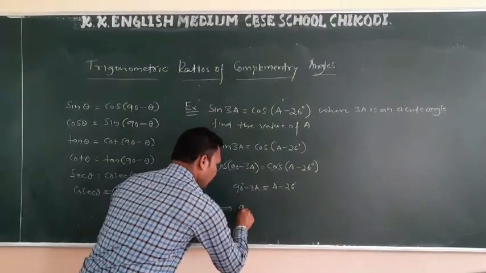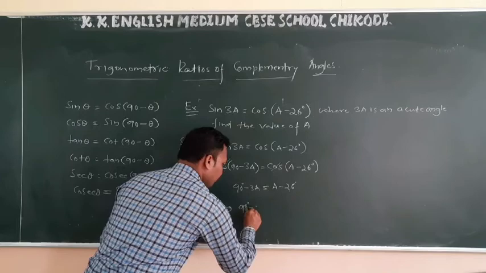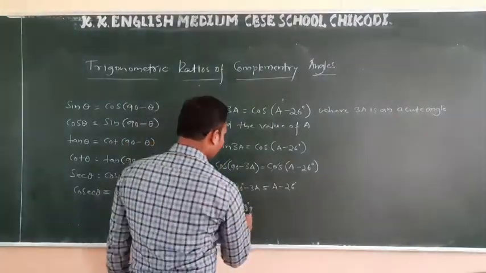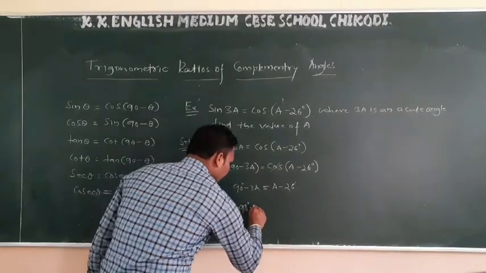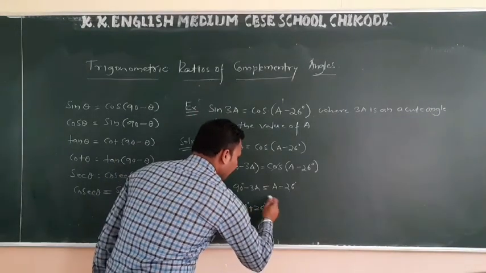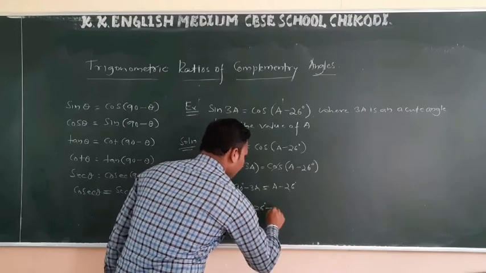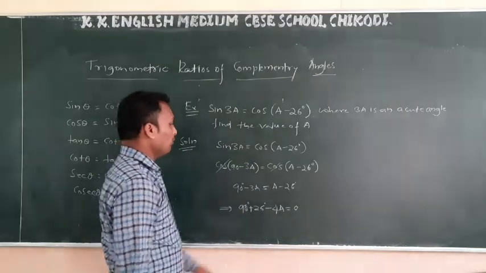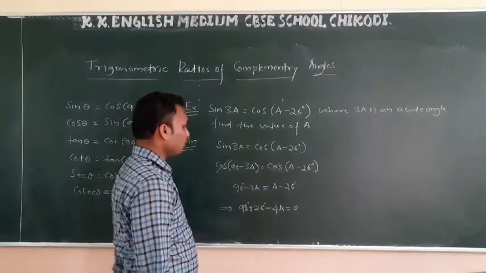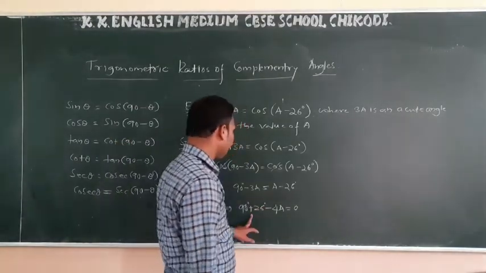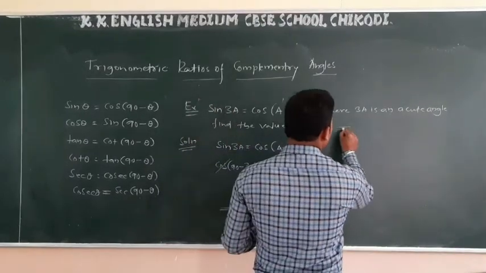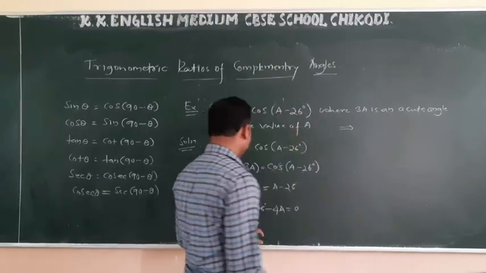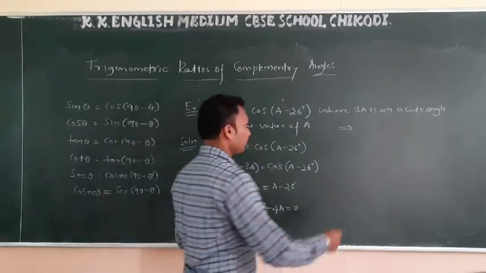So let me equate this equation. This implies 90 degree minus 3A, now let me take this to that side, positive. So this becomes negative, here 26 degree, and this side means minus 4A is equal to 0. Now here 90 degree plus 26 degree, total it is 116 degree.